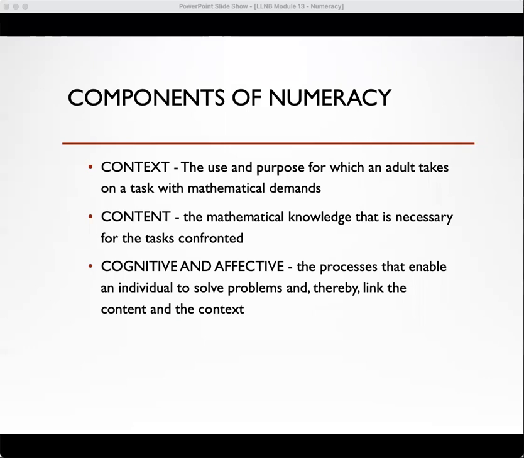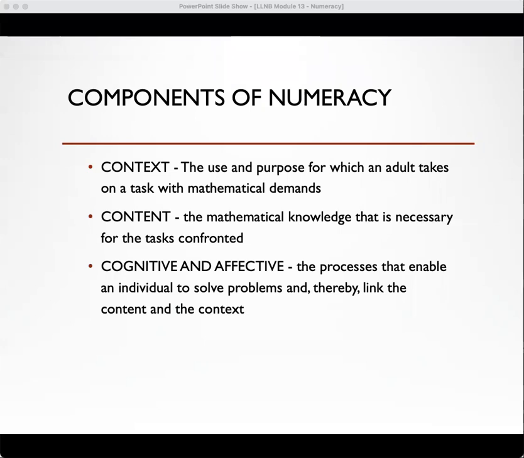Could be measurement and shape. So that's the knowledge of the attributes of shapes, how to estimate and determine the measurement of these attributes directly or indirectly, how to reason spatially. And then data, statistics, and probability, the ability to describe populations, deal with uncertainty, assess claims, and make decisions thoughtfully.